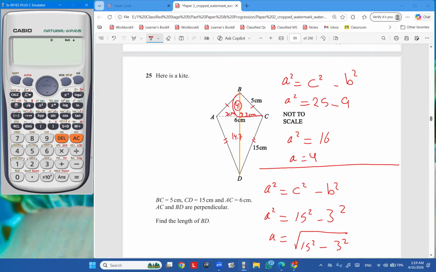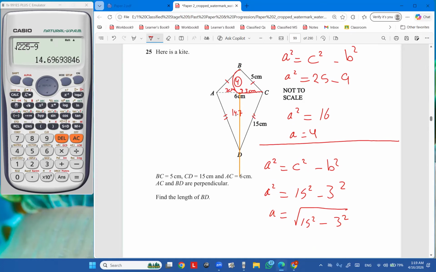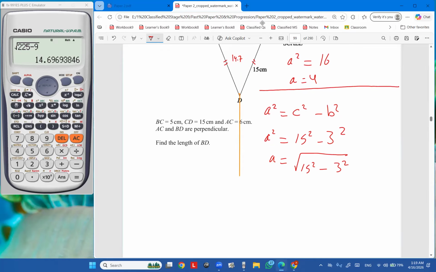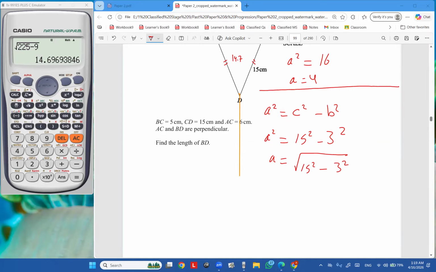Let's make sure that we are right. I did here 15 squared, which is the hypotenuse, minus the 9, and then we got the square root of them. So it's the square root of 225 minus 9 equals 14.7. All right, so the length of BD is 4 plus 14.7, which is 18.7. Let me erase this line that we drew. 18.7.